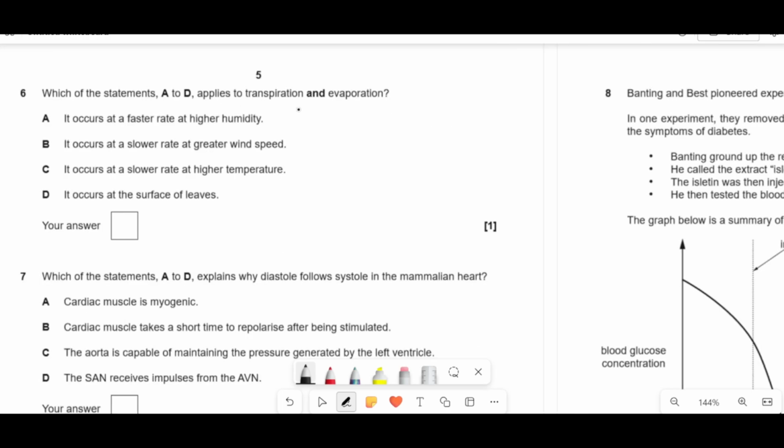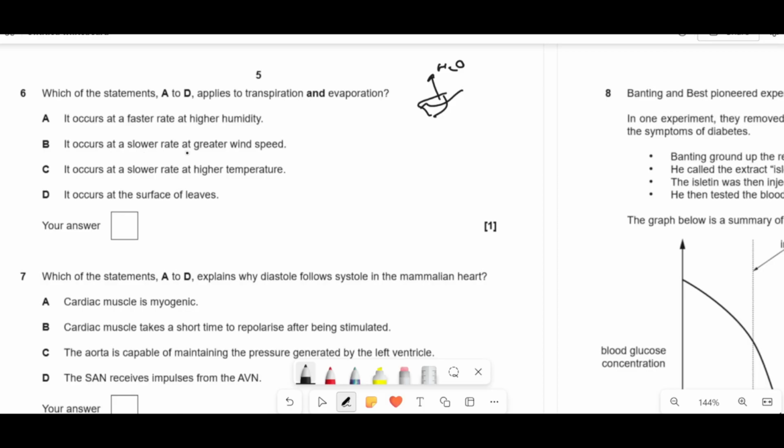Which of the statements A to D apply to transpiration and evaporation? So transpiration is, remember, the loss of water through a leaf, through the stomata, when it's evaporating, and evaporating is just changing from liquid to gas. So we need to think about what's relevant to both of these. It occurs at a faster rate at higher humidity. Transpiration does, but evaporation is just changing from liquid to gas, so no.